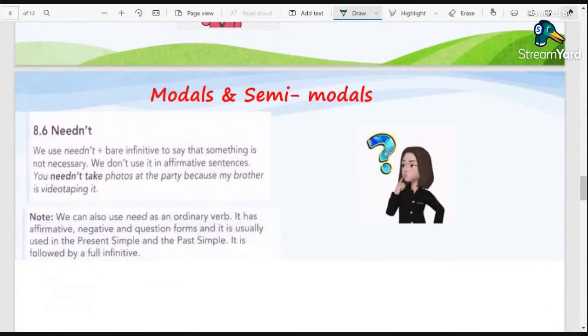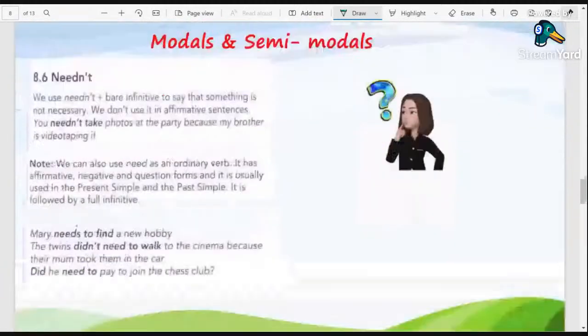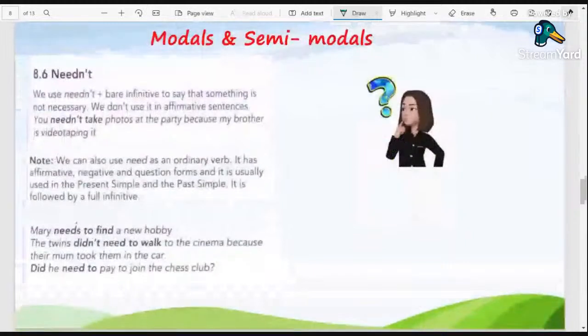And the next one is need not ataupun needn't. Okay, I write another form. Needn't ataupun need not.